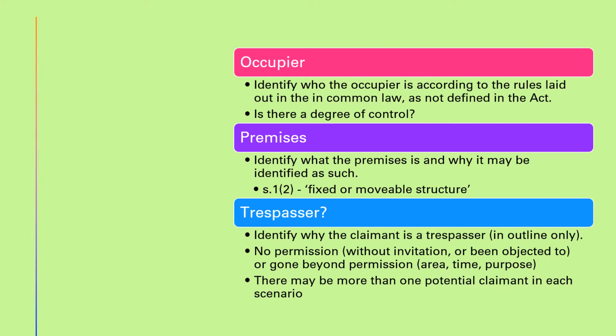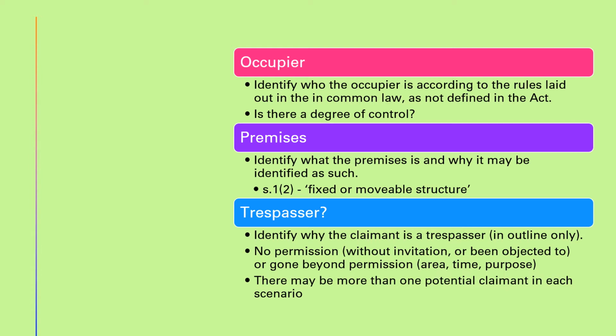Now, in terms of premises, it can be part of a premises as well. If you've looked at burglary, you won't have done if you do the AQA syllabus, and certainly maybe not at this point either. But we need to make sure we know that part of a particular premises can be covered. Now, in terms of trespasser, we need to finalise our idea. Is this person a trespasser? Now, in outline only really, we can identify this. Usually you are a trespasser if you've either got no permission or you've gone beyond permission.